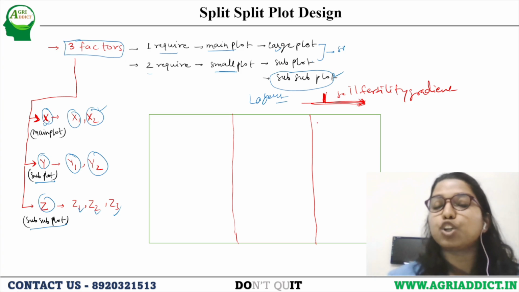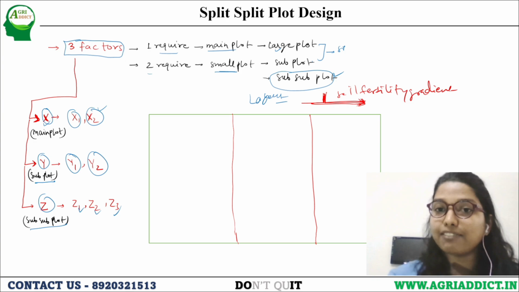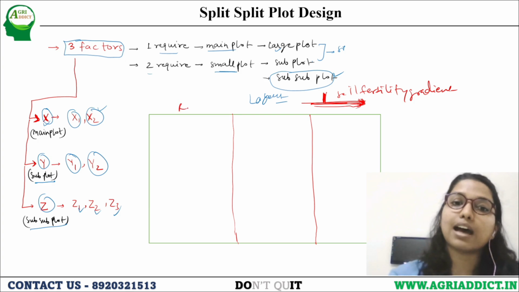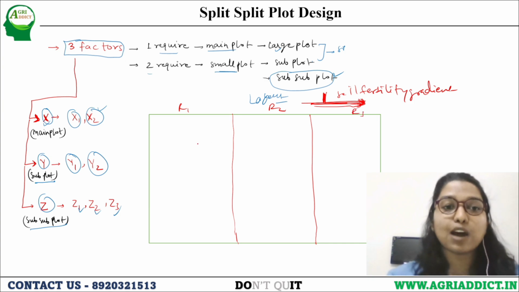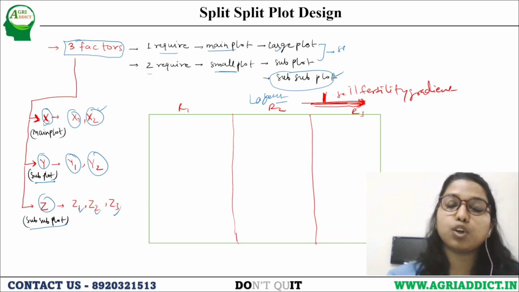This is our priority. We have to remove the heterogeneity, so for that we have to make it perpendicular. This blocking should be done perpendicular to the soil fertility gradient. So we have prepared this R1, R2 and R3. Now we are having main plot 2 levels.